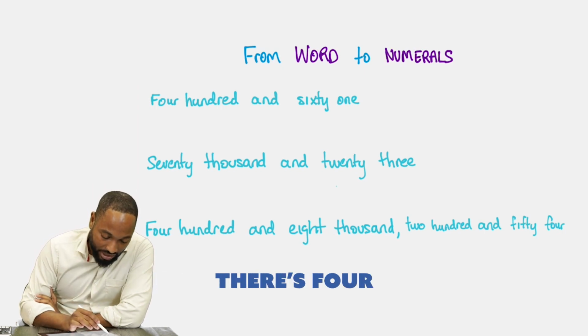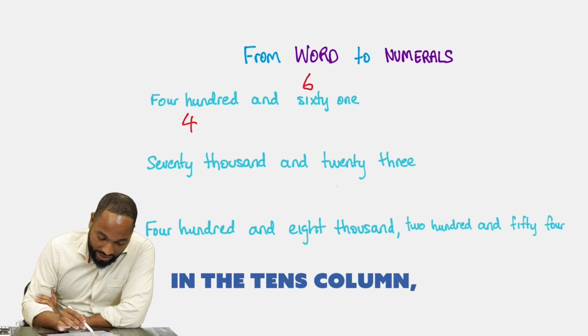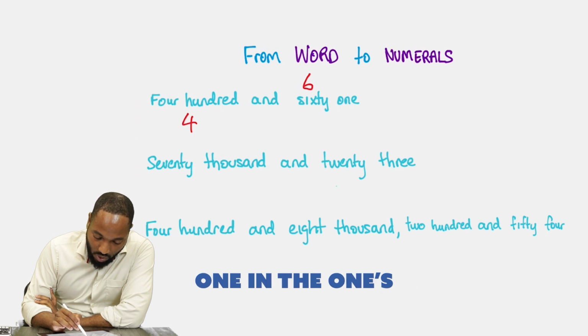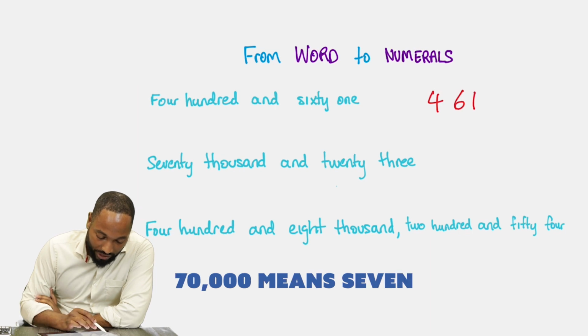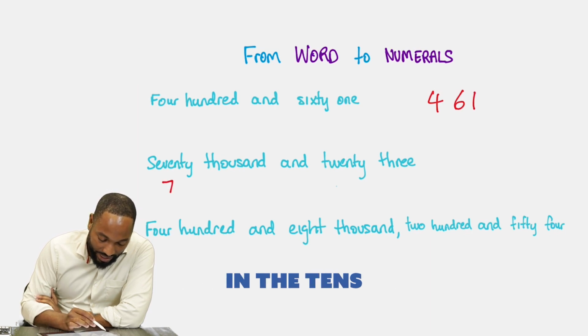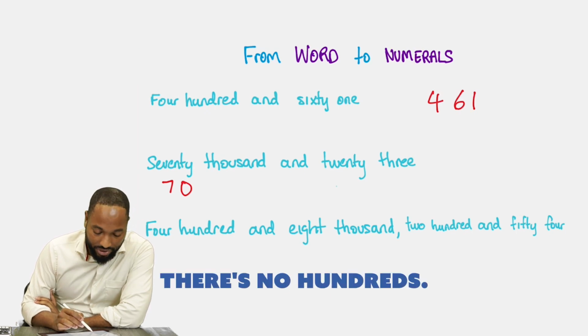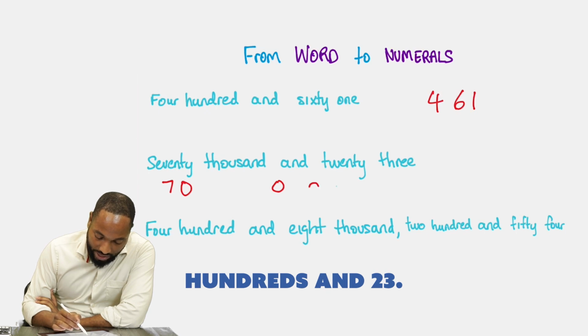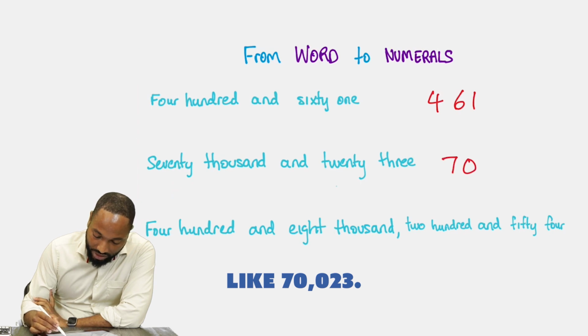461 can be written as there's 4 in the hundreds column. This 60 stands for 6 in the tens column. And this 1 means 1 in the ones column. So this is 461. 70,000 means 7 in the tens of thousands and 0 in the thousands. 70,000. And 23, oh no, there's no hundreds. So there's 0 hundreds and 23. So this number will look like 70,023.